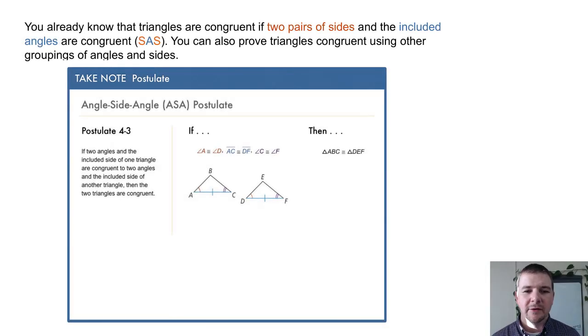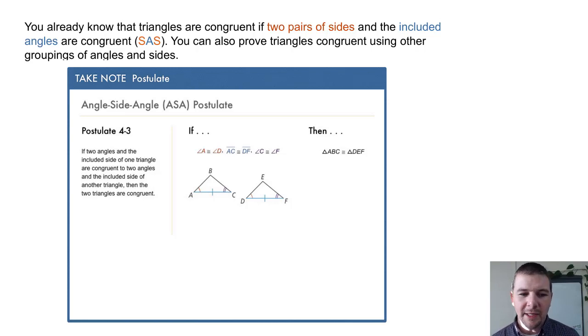You already know that triangles are congruent if two pairs of sides and the included angles are congruent, side-angle-side. You can also prove triangles congruent using other groupings of angles and sides. That leads us to this postulate.